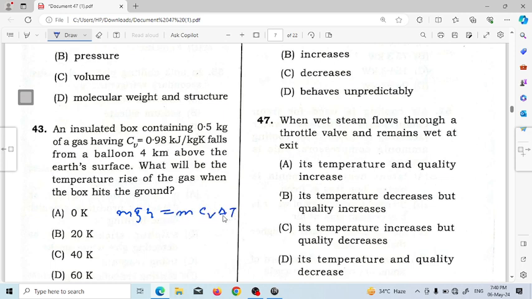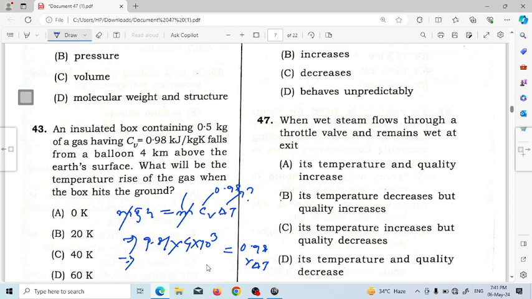m Cv delta T, and delta T we have to find. Cv value is 0.98, and the mass cancels, no need to put the mass. The g value is 9.81, and the height is 4 kilometer, converted into meter, 4 into 10 to the 3 meter, and Cv is 0.98. Delta T, that is the temperature rise, means temperature change. So putting all the values, the temperature rise will be 50.04 Kelvin. So the right answer will be option C.